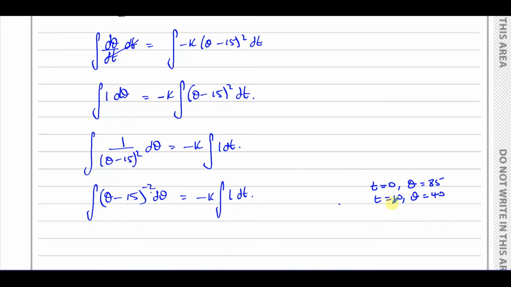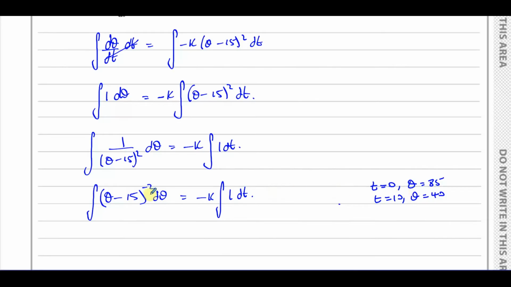So what I'm trying to do now is find the value of k. So I'm going to integrate this with respect to theta and this side with respect to t, and use these values in my limits. I don't have to put plus c then. It will give me the constant of integration straight away. I'll be able to find what k is straight away.